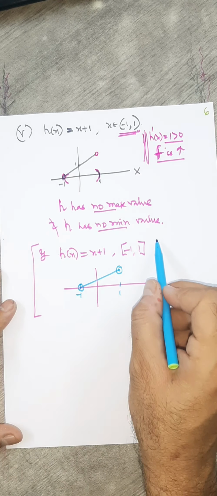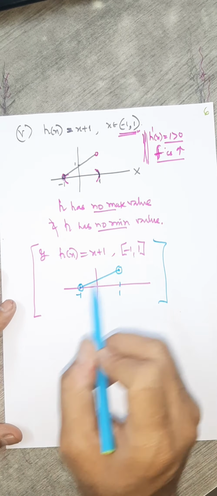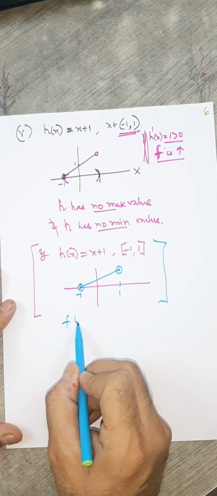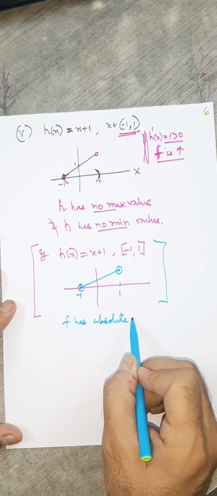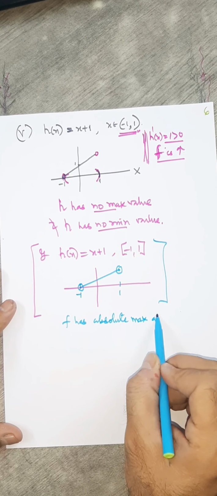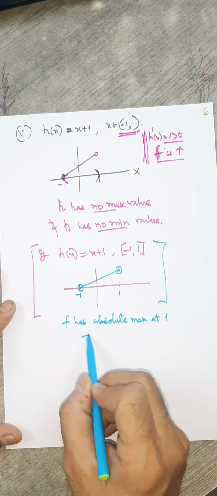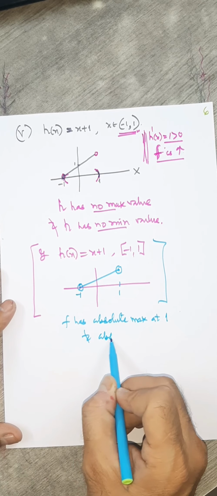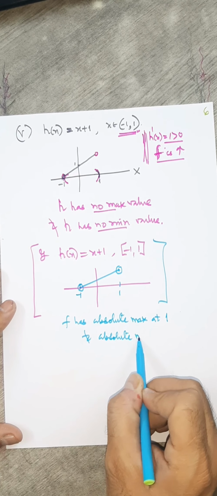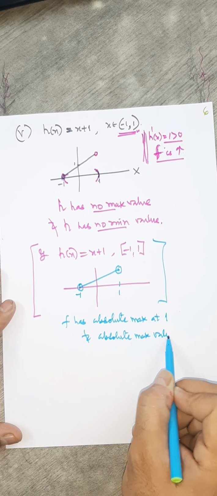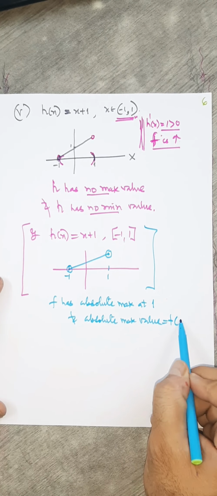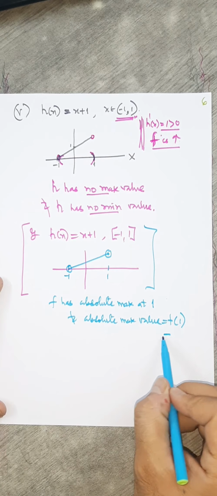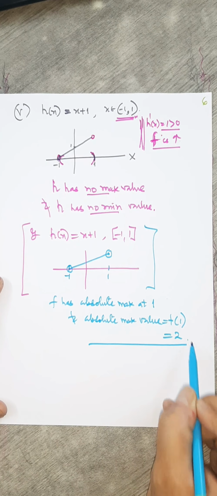Understood? So here, if it is a closed interval, then you can say that f has an absolute maximum at 1, and the absolute maximum value equals f of 1. And what is f of 1? Put it here, that is 2. So the absolute maximum value is 2.